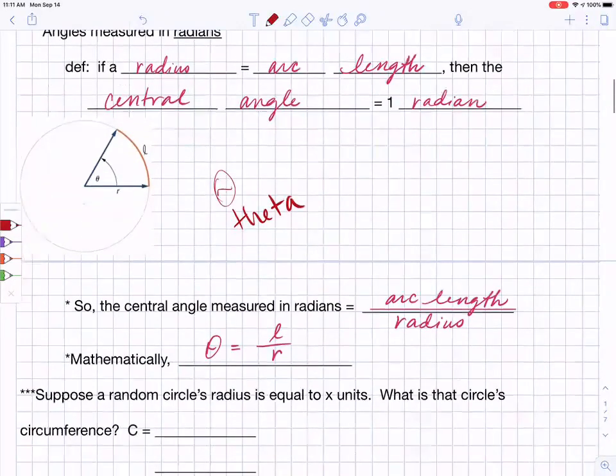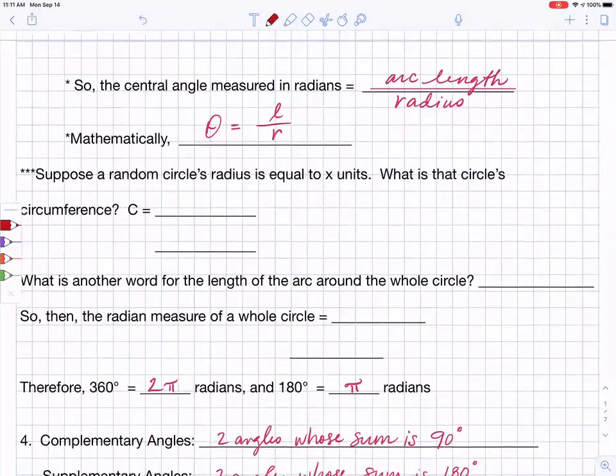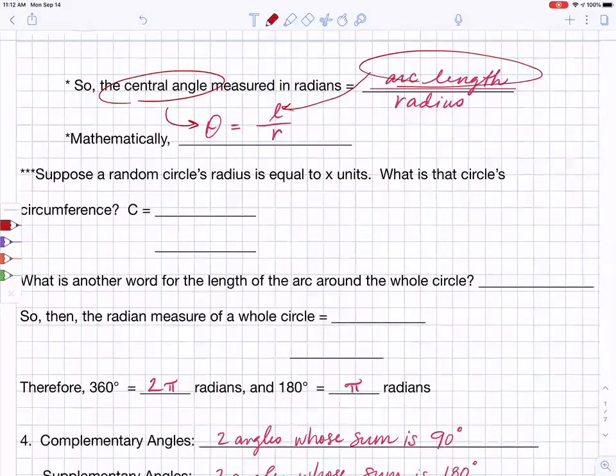All right, so then let's head into the embedded question. The central angle measured in radians is equal to arc length divided by radius. In geek speak, my central angle is theta, my arc length is called L, and my radius is called R. Those two statements are identical: one is in geek speak and one is in words.